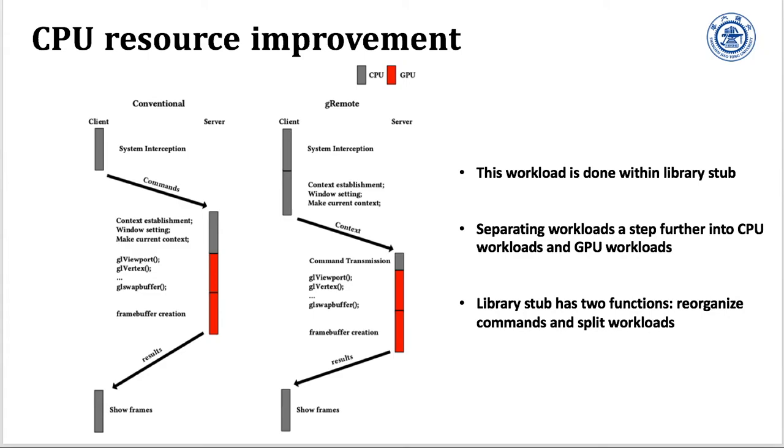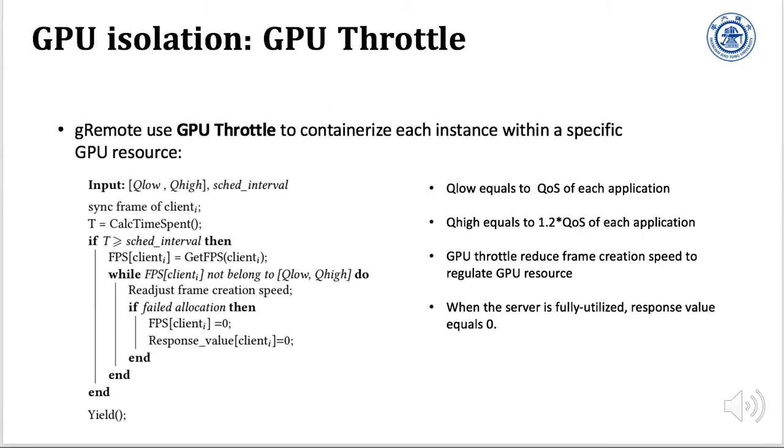The library stub has two functions: command reorganizing and workload split. Since CPU and GPU commands are mixed together, the library stub needs to reorganize the order of APIs. Instead of sending all commands to the server, gRemote only sends the established context and the GPU workloads to the server side. Thus, gRemote improves the CPU resources from only the server side to both the server and the client side.